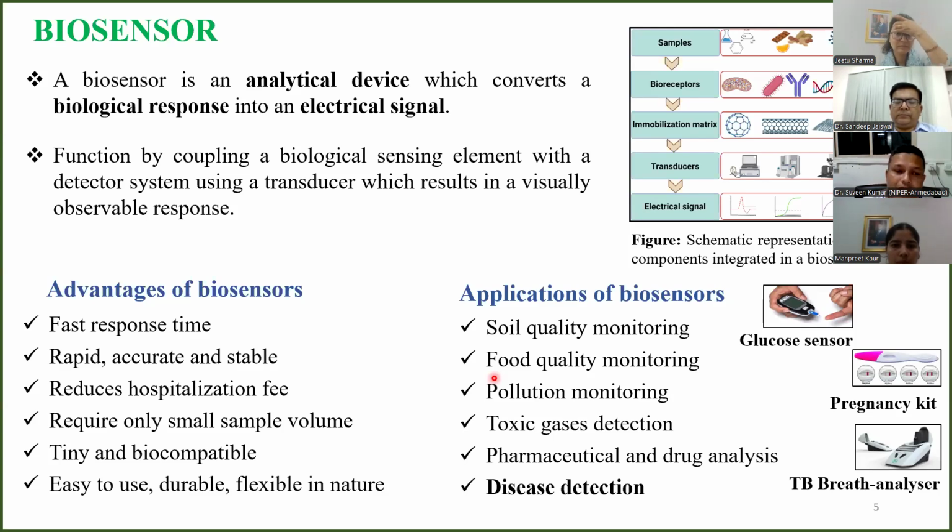There are several advantages of the biosensor over the traditional techniques when used as point of care devices. The response time is very short, and it is highly accurate, stable, and rapid. It reduces hospitalization cost, and requires only a small sample volume, no more than 10 to 20 microliters, either of blood, saliva, or urine. It is tiny, biocompatible, easy to use, durable, and flexible. So there are several advantages of the biosensor.